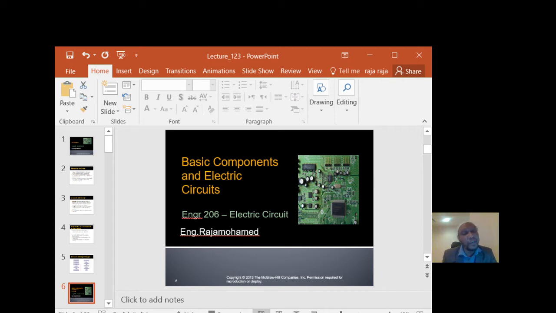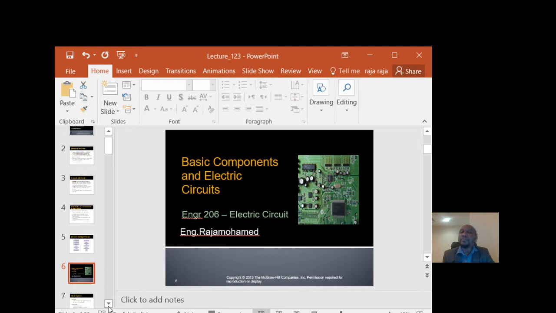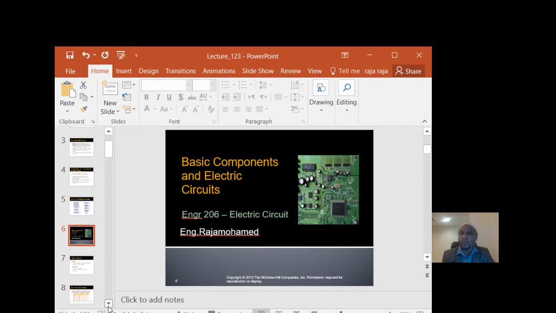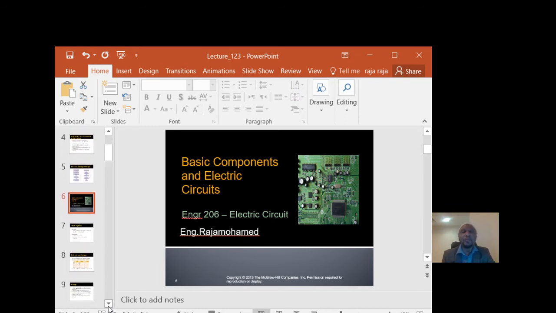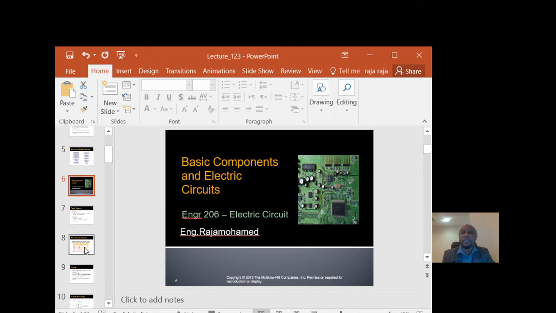So this type of component, you can see, you already saw in your home, but you don't know the name of the component, how it is working, and how they design. And this is what you are going to learn from this course. So now we move to the next slide: how the components are working, what is the name of the component, how to select, how to design the circuit, everything is covered in this course.